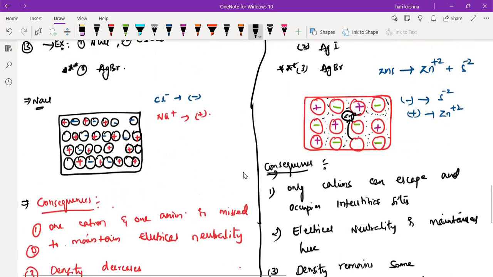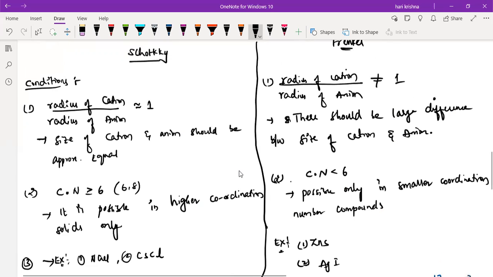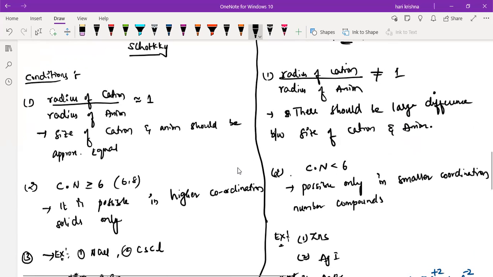If you have any doubts in this too, you can ask me, because this is the most common question. Compulsory, you'll get one theory question on this in the board exam. It is very, very important for the 3 months. In competitive exams, it is very important because they will give you the radii of cation and anion and ask you to find out which one will show which defect, the Frenkel or the Schottky, or they will give you the coordination number and ask whether it will show the Frenkel defect or the Schottky defect.